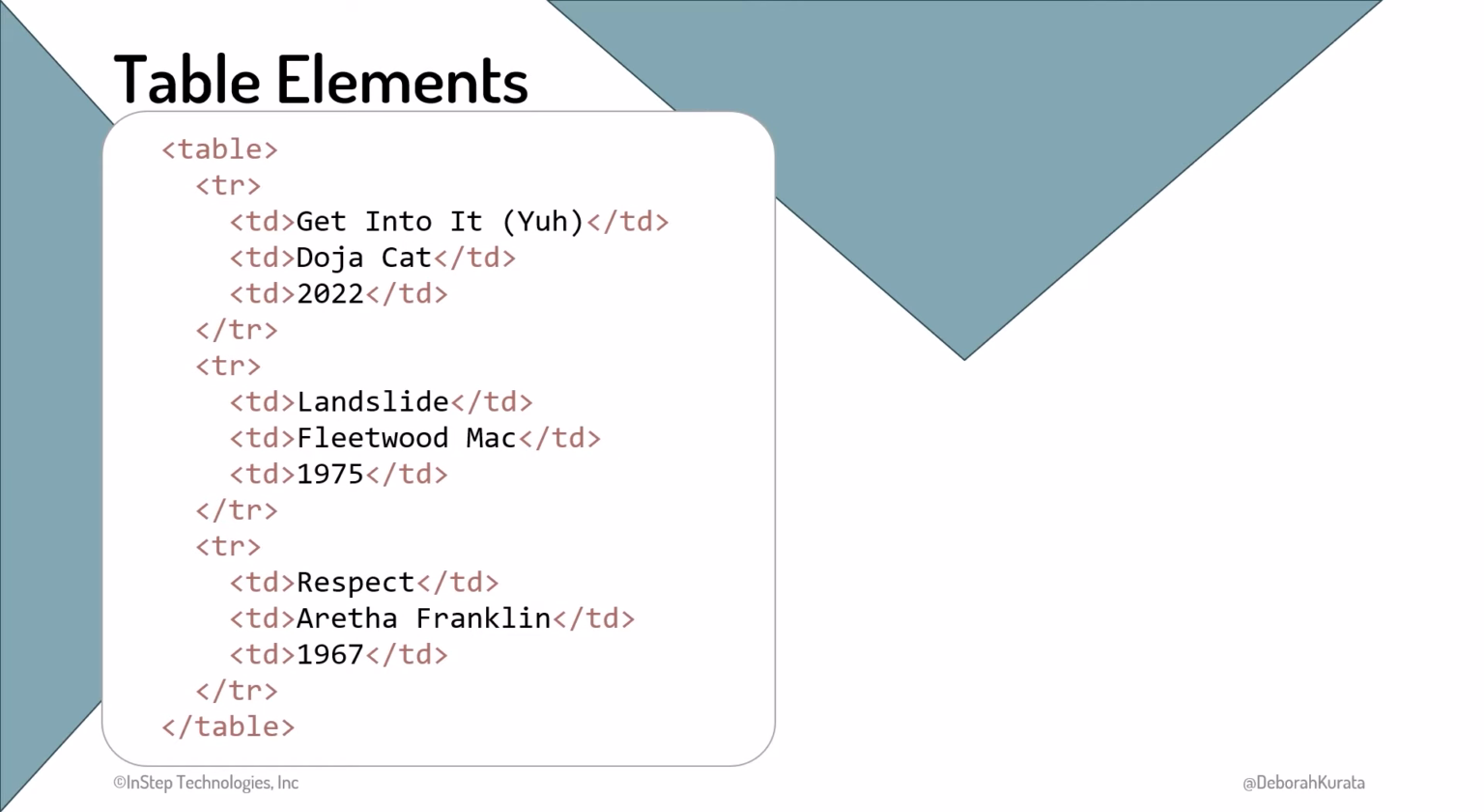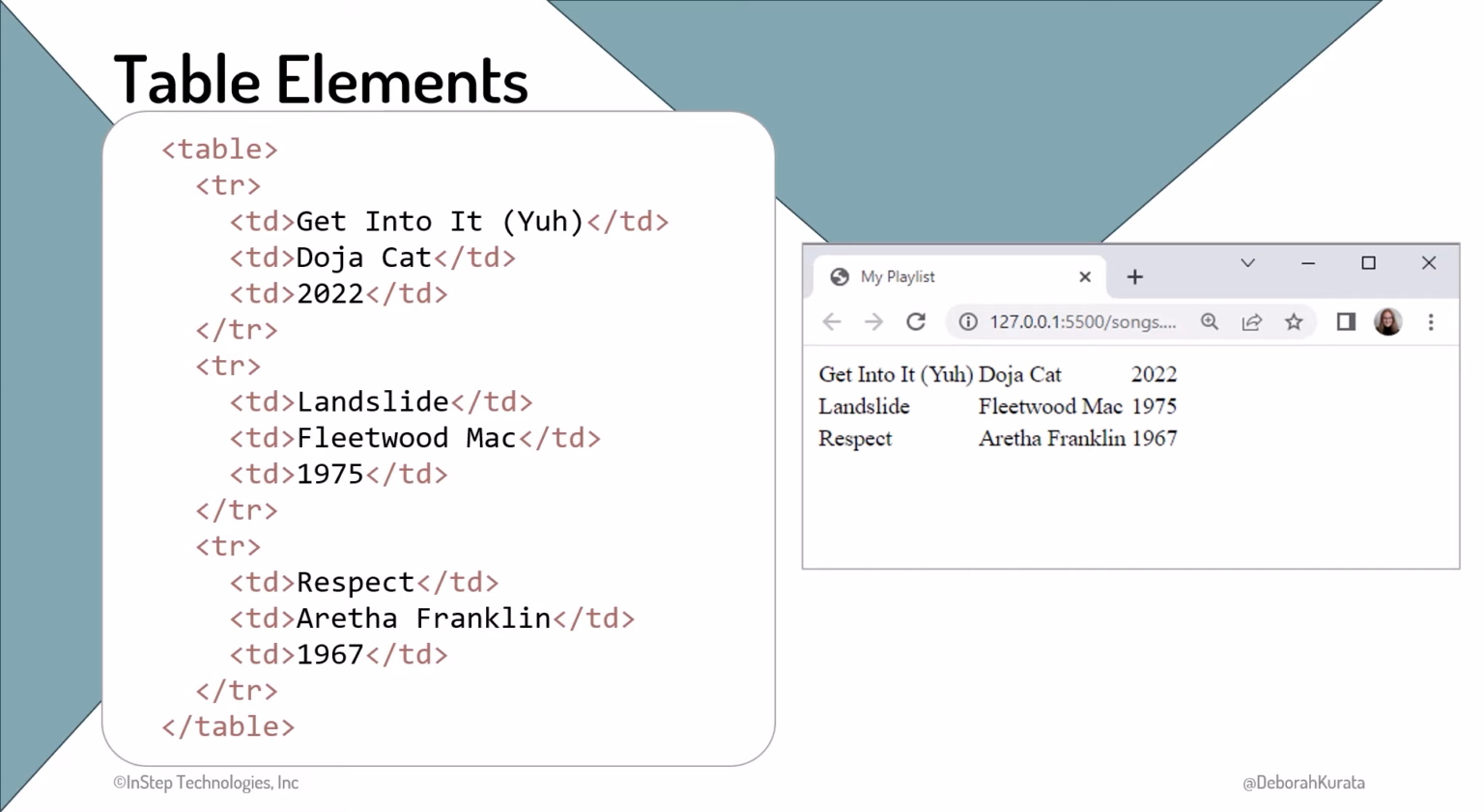HTML provides a table element to represent tabular data. Tables are a bit more complex than most other elements in that they have multiple nested elements. Minimally, a table requires a table element to define the table, tr or table row elements to define each row of the table, and td or table data elements for each cell within a row of the table. Here is how the browser displays the table by default, without any styling.